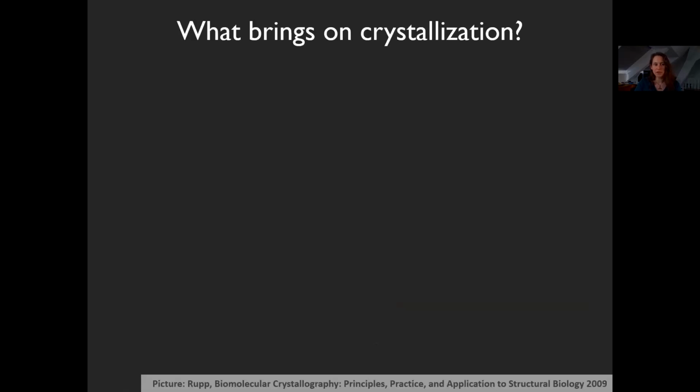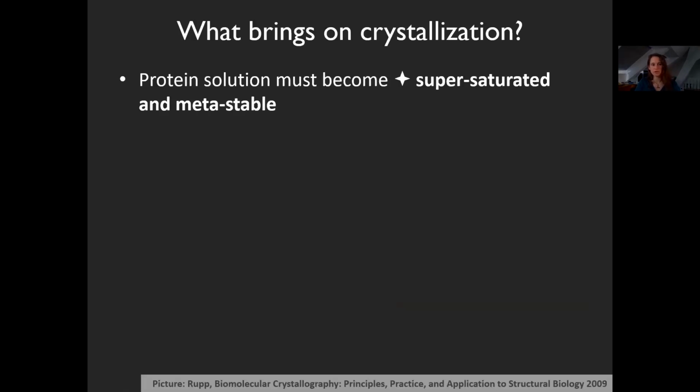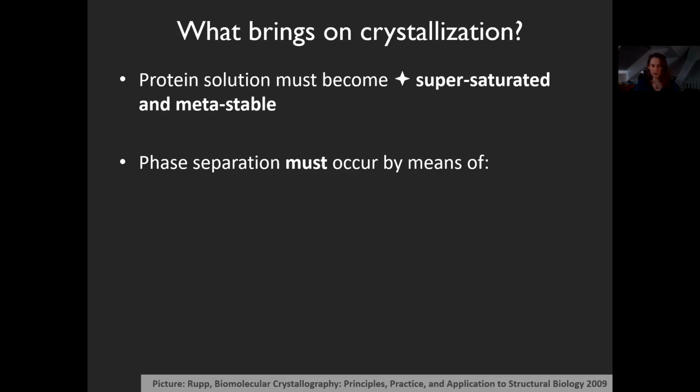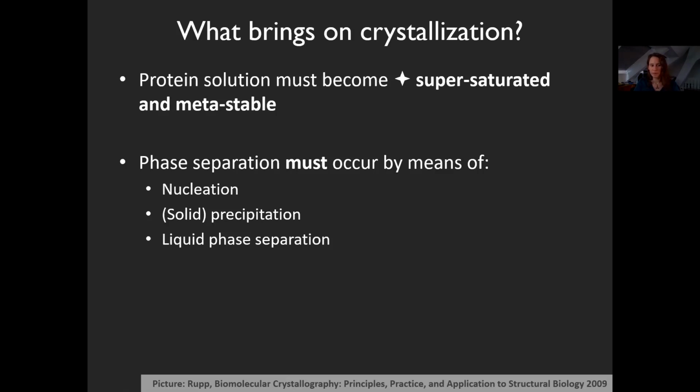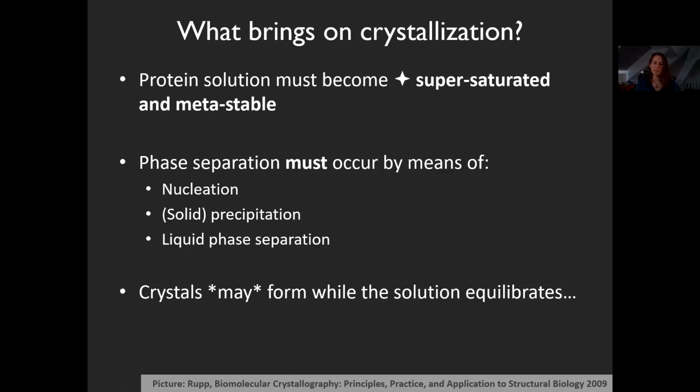So what brings on crystallization? A protein solution must become supersaturated and metastable in order for crystallization to happen. Phase separation must occur by means of, well, nucleation, solid precipitation from the solution. Liquid phase separation also can start. This looks then like having oil and water mixed. So you have 2 phases, but both are liquid. And crystals may form while the solution equilibrates.